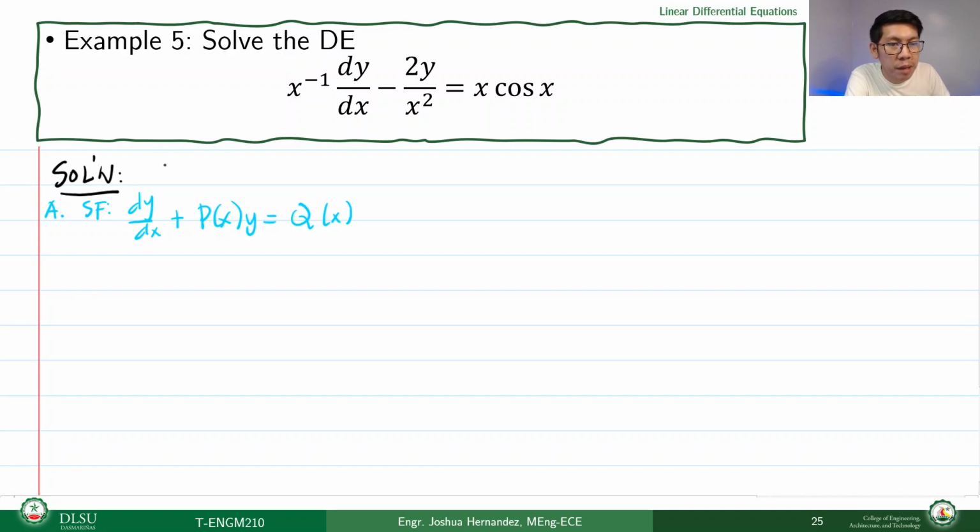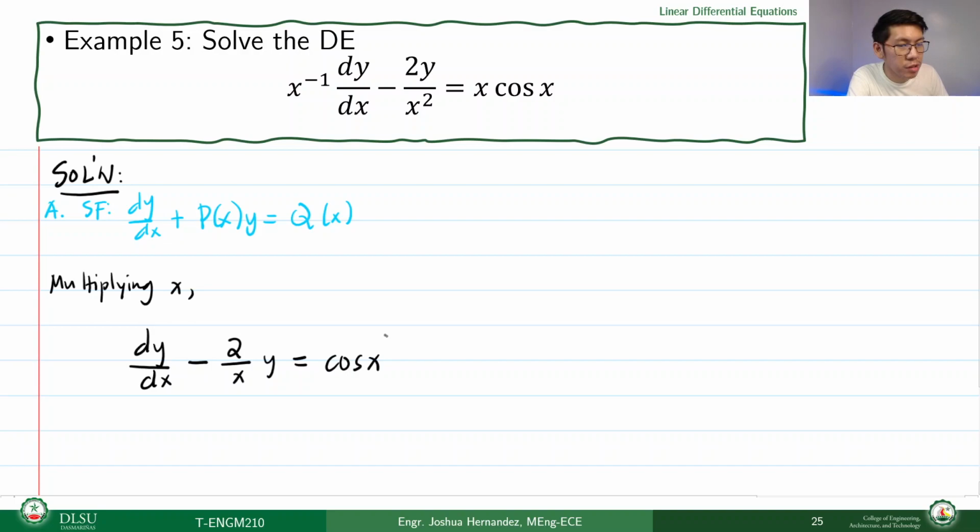So, how do we do that? Well, we multiply x. Multiplying x to the whole equation, we'll get dy over dx minus 2 over x y equals cosine x. Because na-eliminate na yung x. We divided, well, actually, we multiplied. So this should be x squared pala. Right, yes. X squared cosine x. Okay. So, we can now proceed with identifying what p of x is.